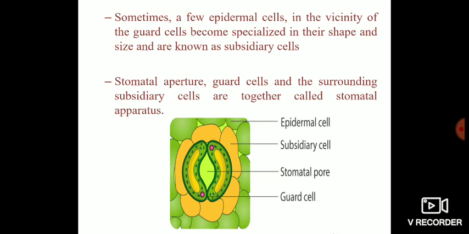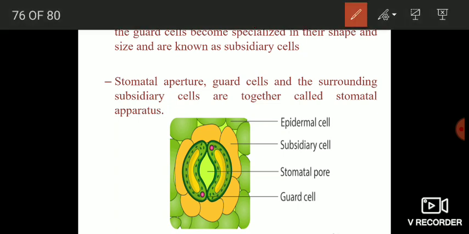Sometimes a few epidermal cells in the vicinity of guard cells become specialized in their function, and they become specialized in their shape and size, and they are known as subsidiary cells. Here you can see, few epidermal cells in the vicinity of guard cells become specialized in terms of their size, structure and shape, and they are known as subsidiary cells.